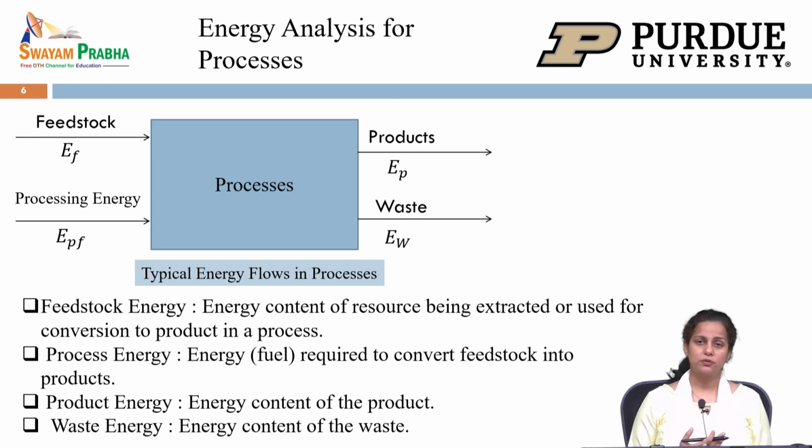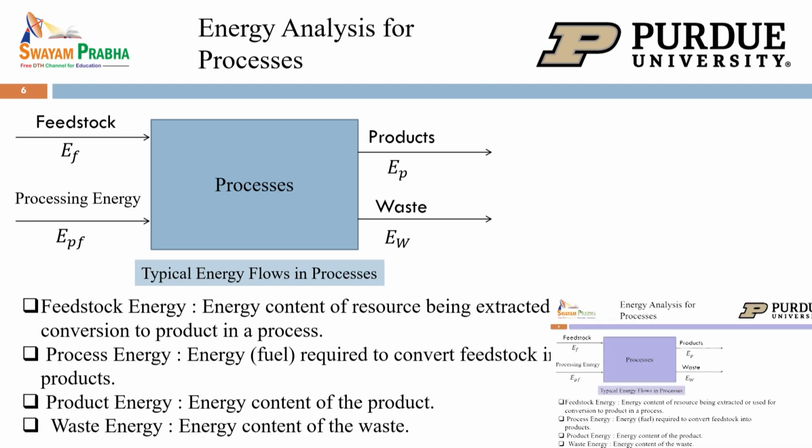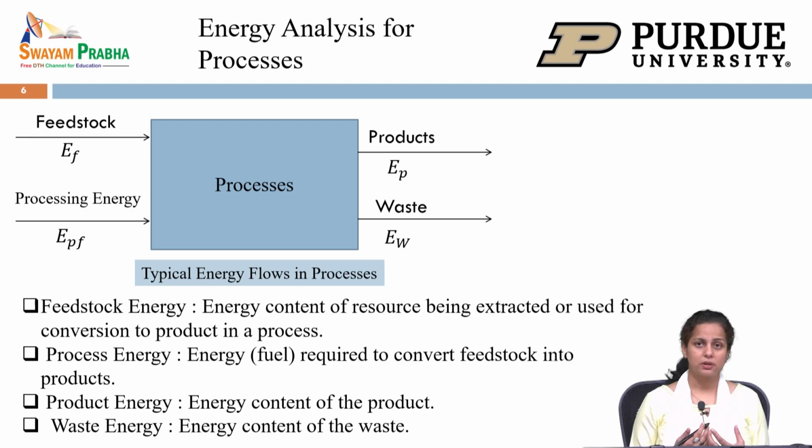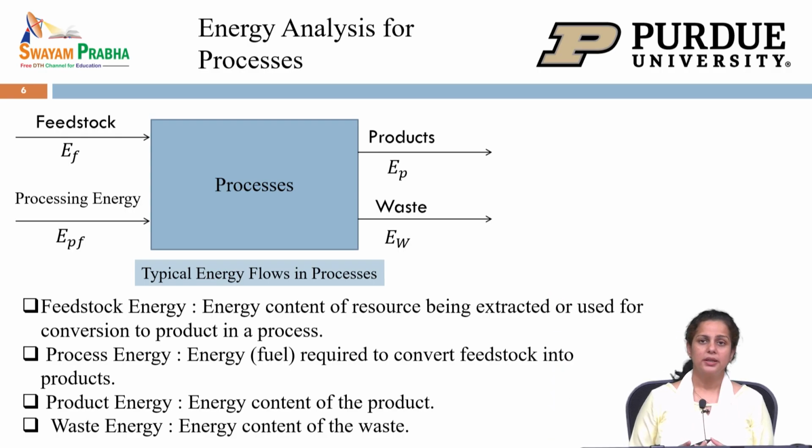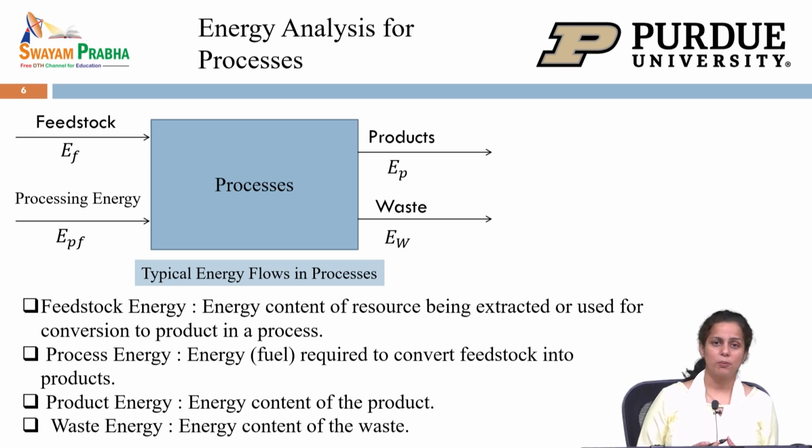One input could be the feedstock energy, which is the energy content of the resource that is being extracted or used for conversion to product in a process. This could be the energy in the coal or any other component that has the embodied or the available energy in that. Then we have what we call the processing energy or process energy. That is the energy that is required on top of the feedstock to actually process. So, for example, if you are going to process coal into some product, then you might need additional energy to just process the coal into a product. So, that is the process energy.